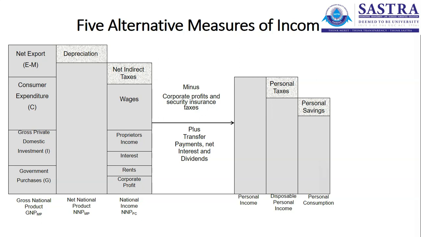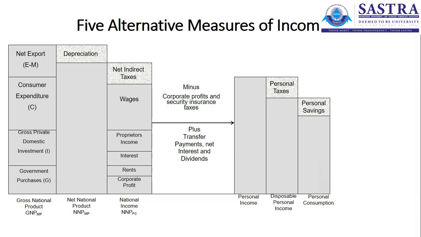If from that personal income you subtract the personal taxes, you get the disposable income, the disposable personal income. It means the consumption expenditure and the savings are the major components of the disposable personal income. In that disposable personal income, if you subtract the personal saving, you get the personal consumption expenditure.